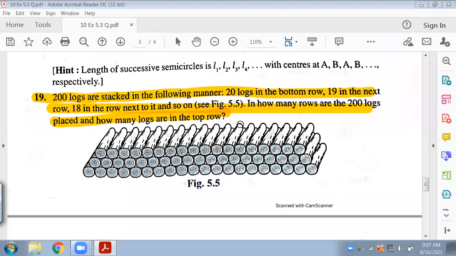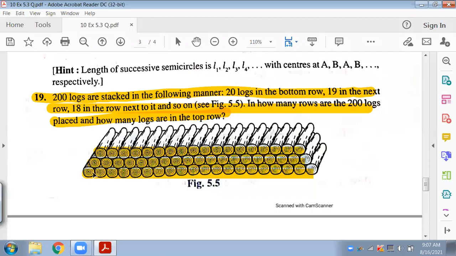So in this question, there are 200 logs in total, and we are placing 20 of them at the bottom row. Above it, we are placing 19 of them. Then above it, we are placing 18 of them, and so on. Now you're asked to find in how many rows all these 200 logs can be placed. That means you're going to find the number of rows. And also you have to find on the top row, how many logs will be there.